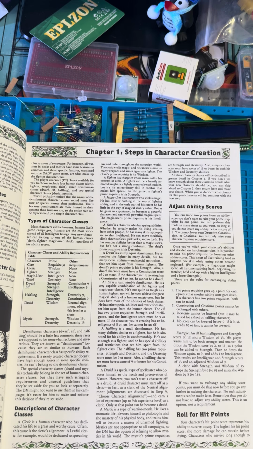A fighter is a character whose main skill is his prowess at arms. A fighter can be a heavily armored knight or a lightly armored swashbuckler, but it's his extraordinary skill in combat that makes him special. In the game, a fighter's prime requisite is his strength.